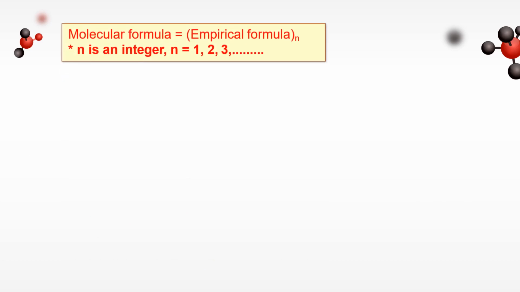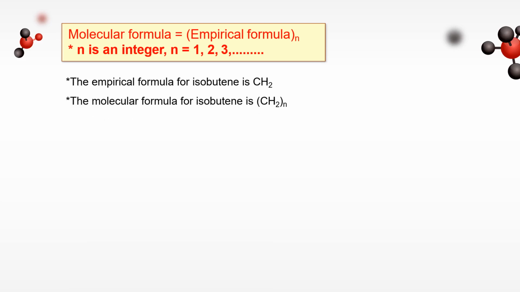So how do we find the molecular formula for isobutene? Remember we have the formula: molecular formula equals, in bracket, the empirical formula multiplied by n, where n is an integer that can be 1, 2, 3 and so on. The empirical formula for isobutene we already got, and that is CH2. So the molecular formula for isobutene is (CH2) times n. We don't know the value of n, so we need to use the information from the question, where 0.5 mole of isobutene has a mass of 28.5 gram.